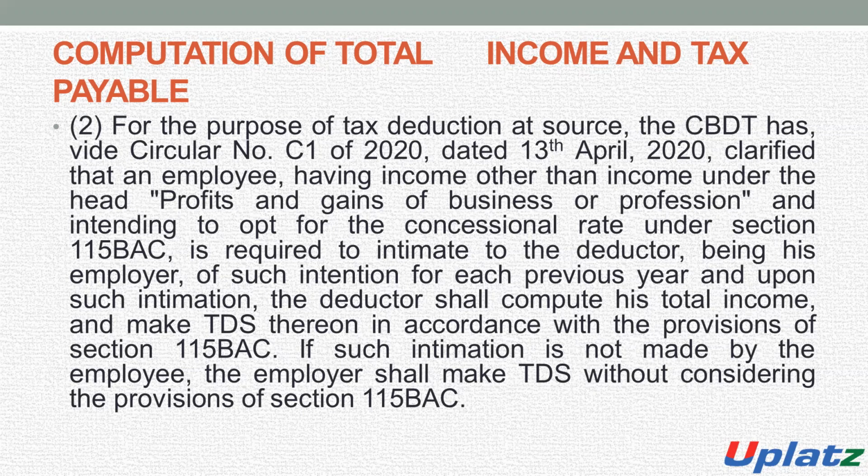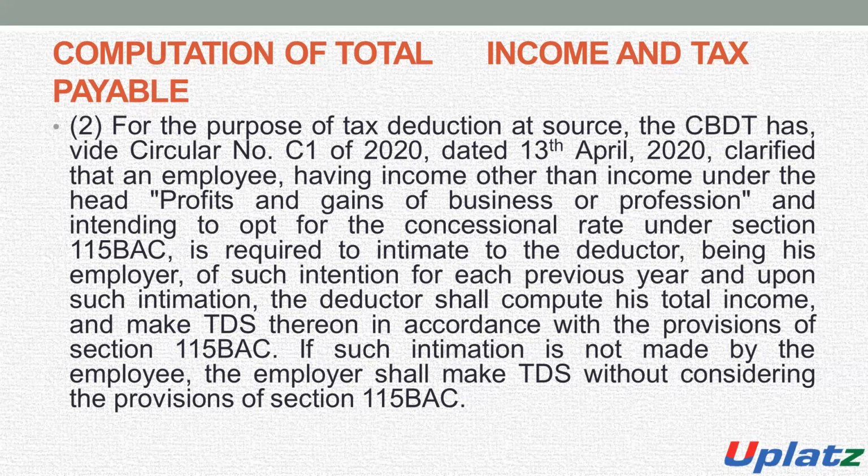The employer will compute the amount of tax on his income at the concessional rate of income tax. Means that TDS will be calculated by such employer according to the provision of section 115BAC. For example, if Mr. Ram wants to follow the provision of section 115BAC, then he will intimate to his employer about such provision. Means I am using, or I will adopt, the provision of section 115BAC. Then the employer will calculate the amount of TDS accordingly.